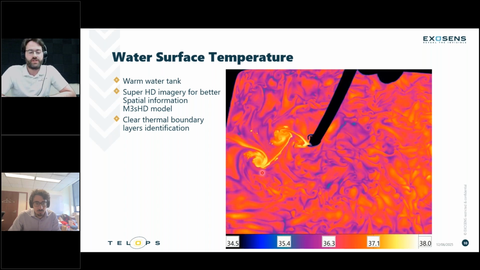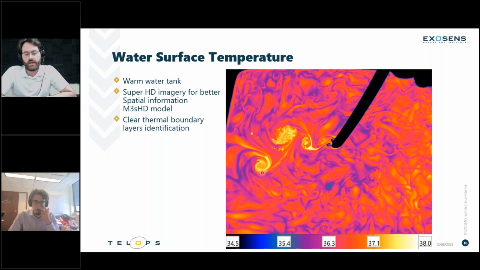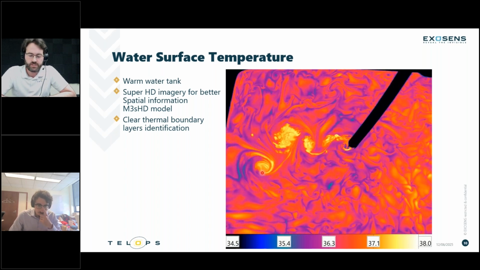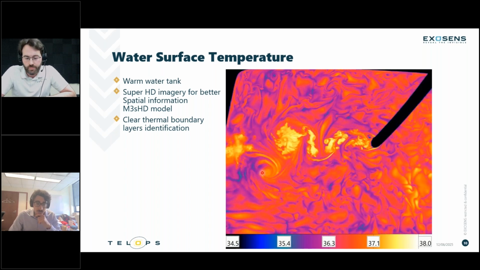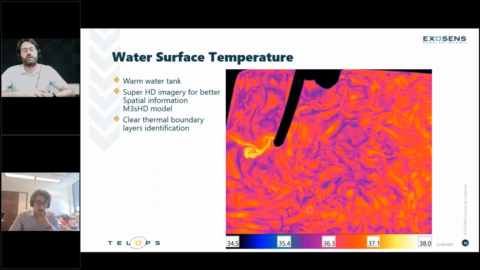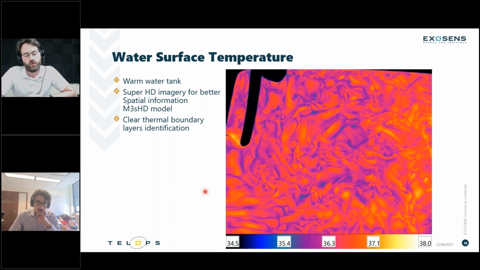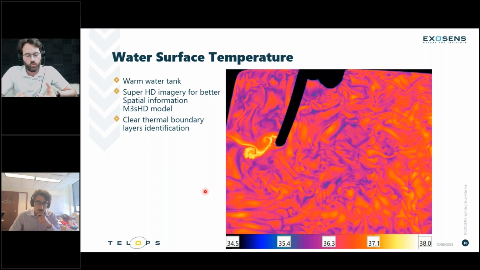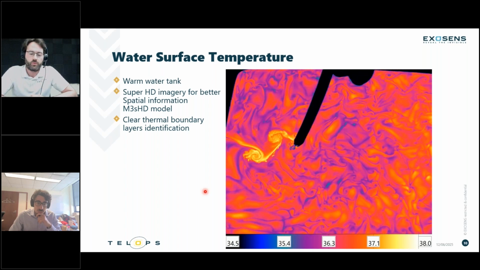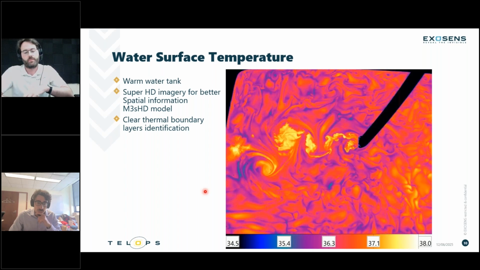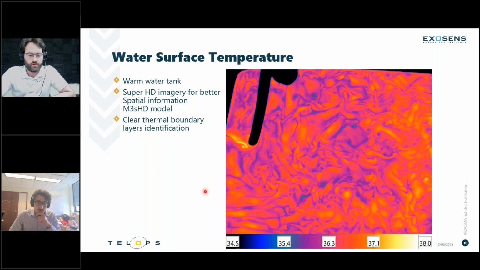So that was the M3 Super HD model, where we had a very clear imaging of those thermal boundary layers in the water. And with the disturbance of the water surface, we can see those warmer water regions just breaking the surface, coming back towards the top with those vortices appearing.